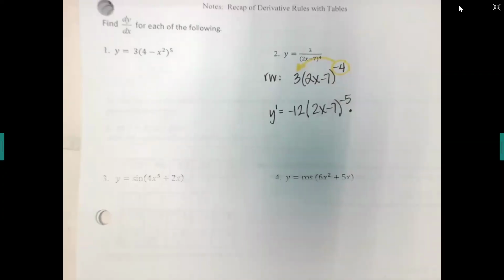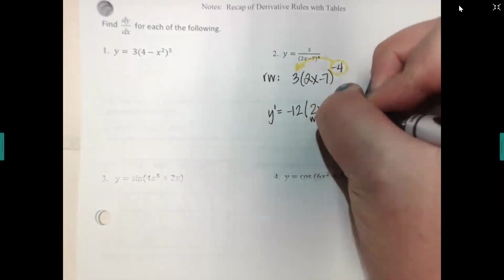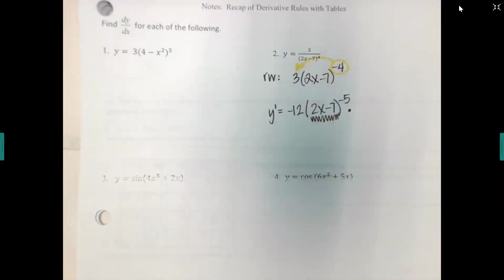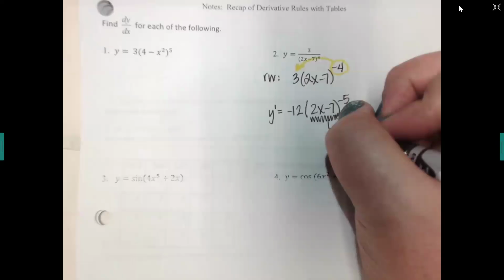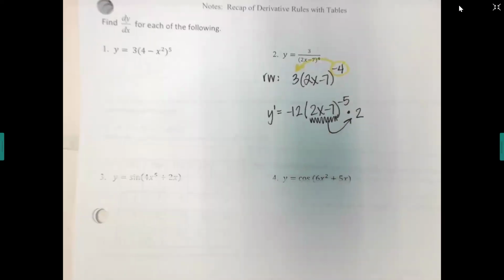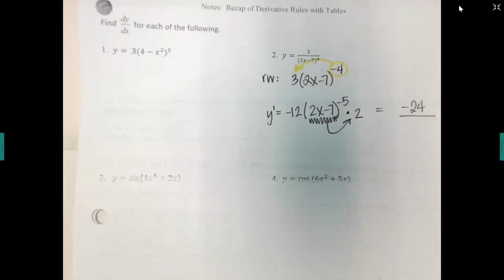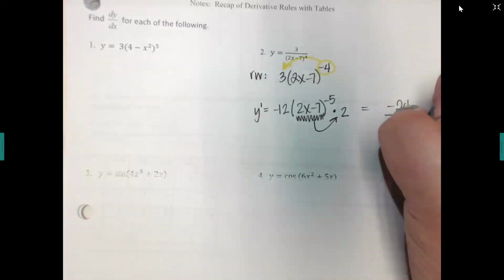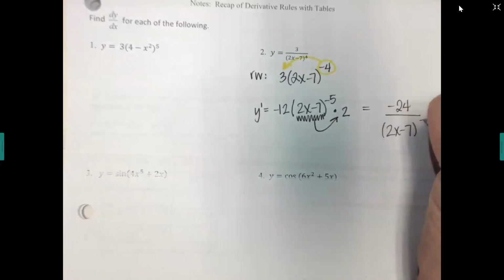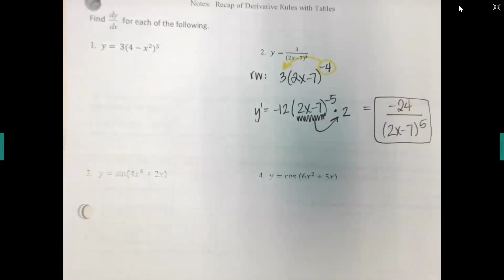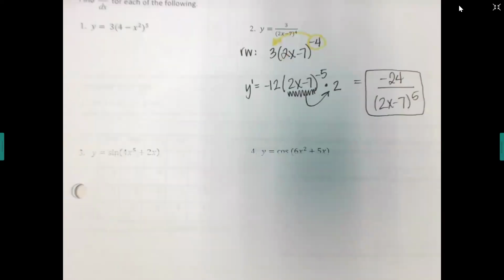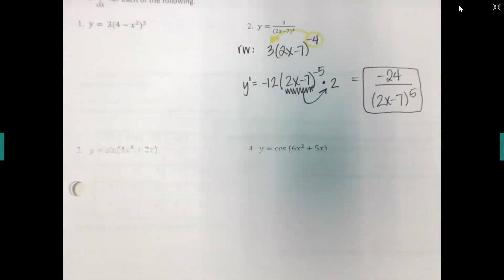Times. Then remember what we learned for chain rule is that you have to go to the inside and take the derivative of that. So if it's a 2x minus 7, what's the derivative of that? 2. Times 2. And then you would take the 2 and the -12, multiply those together. So your final answer would be -24 over your 2x minus 7 to the 5th on the bottom. Okay, we got that? All right, let's go down to number 4.